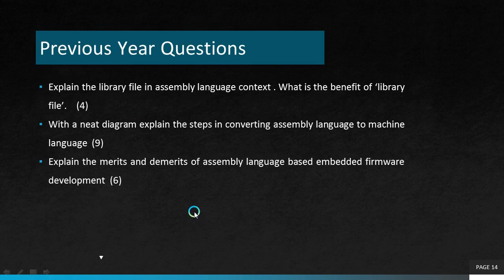Here are the questions asked in the previous year question papers. Answers for all these questions are already explained in this video. The questions are: explain the library file in assembly language context. What is the benefit of a library file? Next one is: with a neat diagram, explain the steps in converting assembly language to machine language. Next one, explain the merits and demerits of assembly language based embedded firmware development.